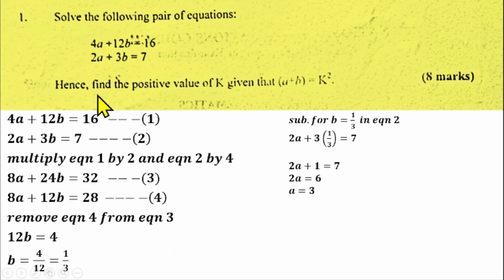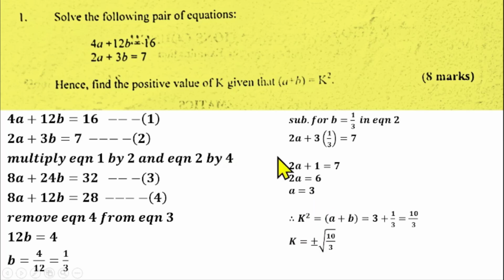The question asks us to hence find the positive value of k, given that a plus b equals k squared. Now that we know the values of a and b, we can substitute them to get our k. So k squared is equal to a plus b. You put your a, which is 3, plus 1 over 3, and if you simplify it, that will give us 10 over 3. Then our aim is to find k, not k squared, so we need to get rid of the square by finding the square root of both sides. The square root of both sides will give us k equals plus or minus the square root of 10 over 3.